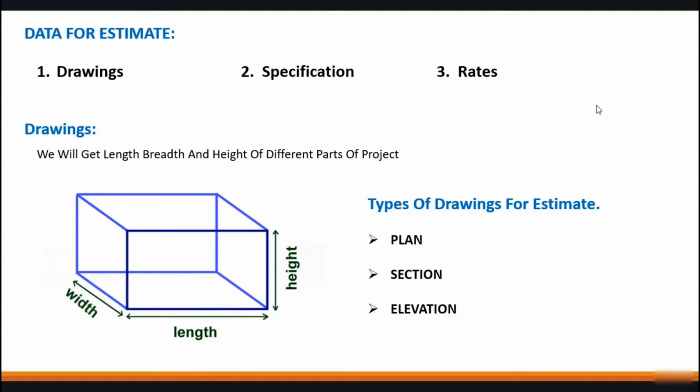For example, we are going to find out the excavation for a building work. In that case, to find the quantity of excavation, we need the length, breadth and depth of the excavation. All of these details we can get from the drawings. Now the next is types of drawings for estimation. For estimation we need plan, we need section and we need elevation as well.